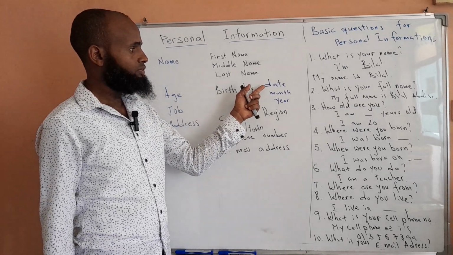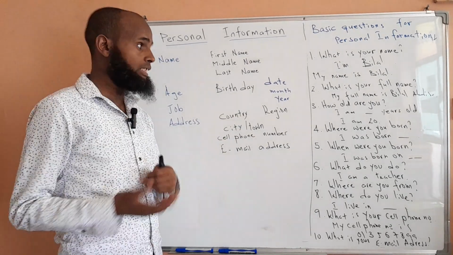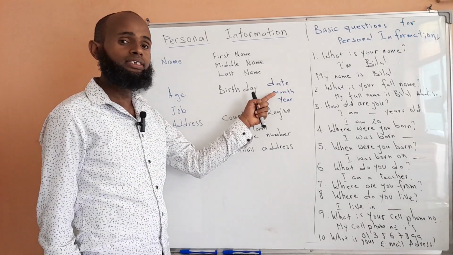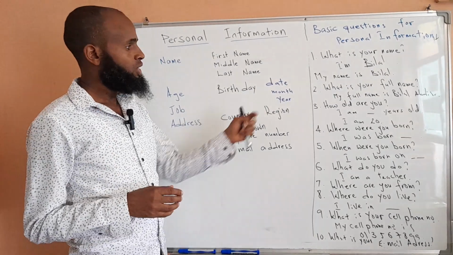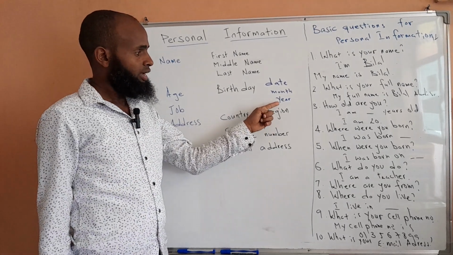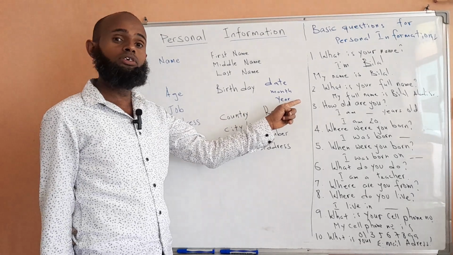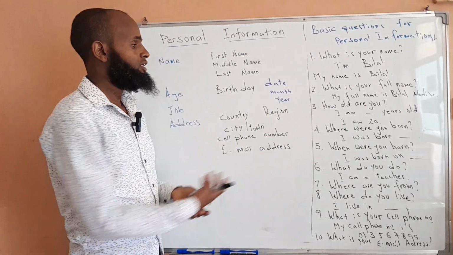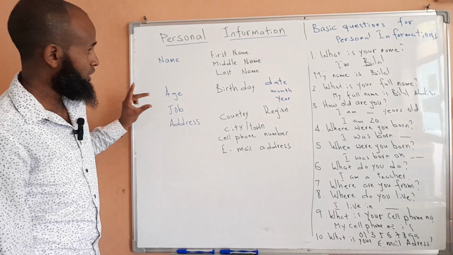So here there is date, like the 15th October or the 20th November. The month, like November or December. You have to tell the specific month when you were born. And the third one is year. Here you write the year you were born in. So let's jump to the next question.